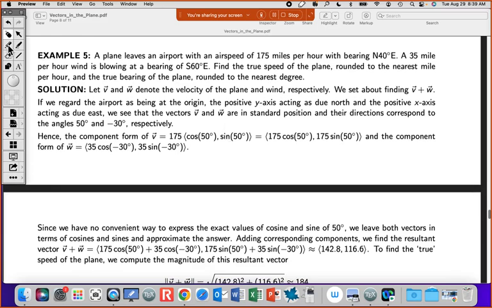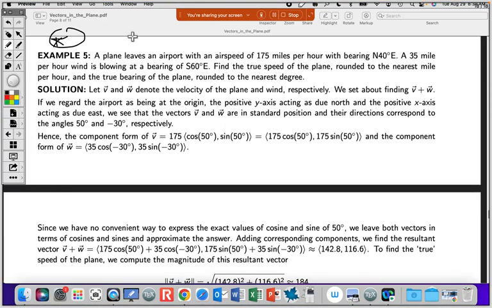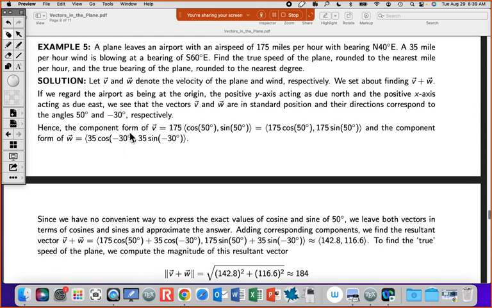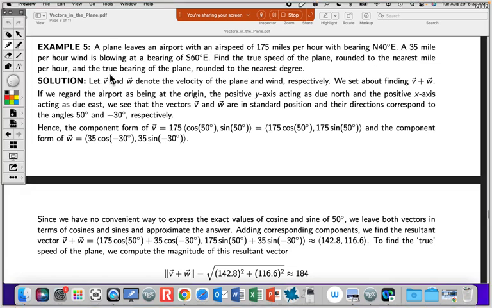Example 5 is a classic example of an application of vectors. You've got a plane leaving an airport with an airspeed of 175 miles per hour, and a bearing. And you have a 35 mile per hour wind blowing at another bearing. Find the true speed of the plane rounded to the nearest mile per hour, and the true bearing of the plane rounded to the nearest degree. So once again, I'm not going to go through the details here, but the strategy is you've got the plane setting off with one vector and the wind coming in to try to blow it off course.